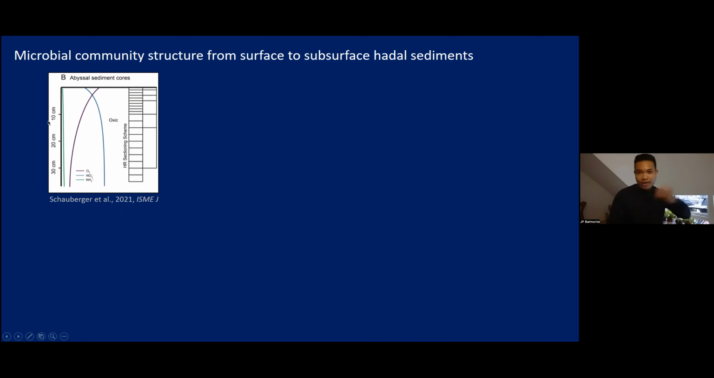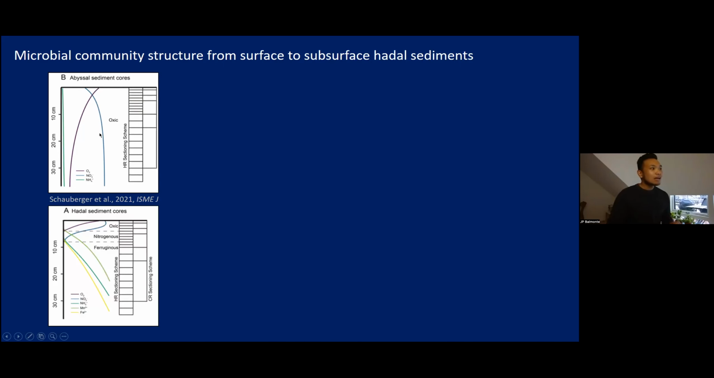So we have a comparison here, and you can see that nitrate increases. Let's start with oxygen. Oxygen decreases, nitrate increases, and then there's eventually a gradual increase of ammonia. And this is simply their sectioning scheme of the sediment cores. They take fairly high resolution in the upper 10 centimeters, and then from there on, it's about 2.5 centimeter resolution. Here's what hadal sediment cores look like.